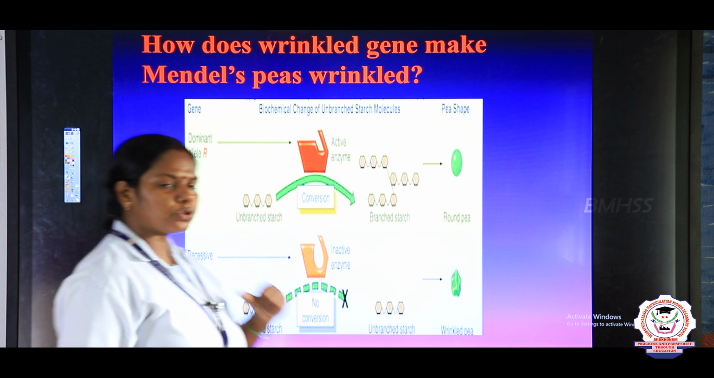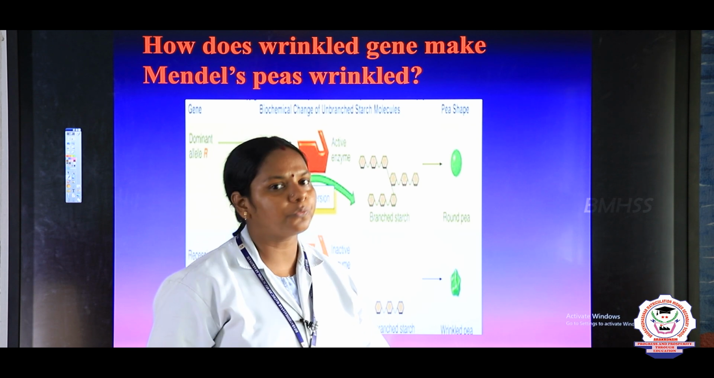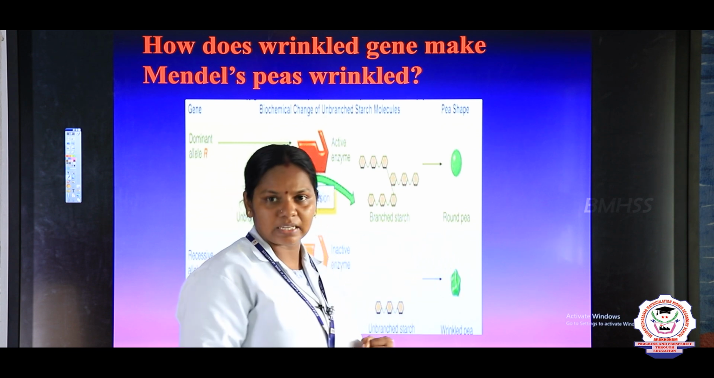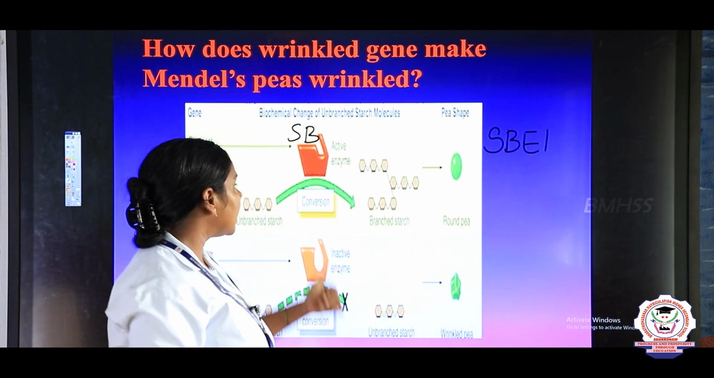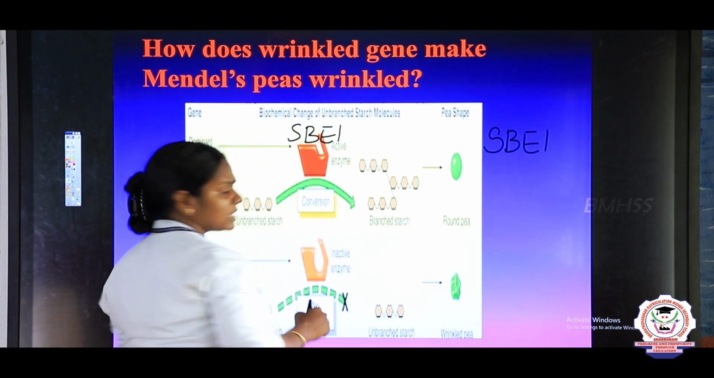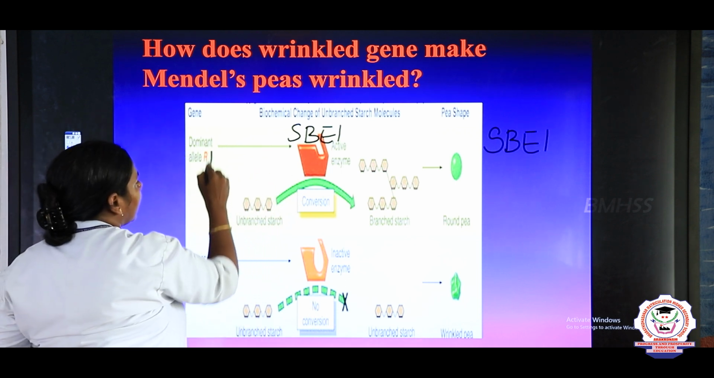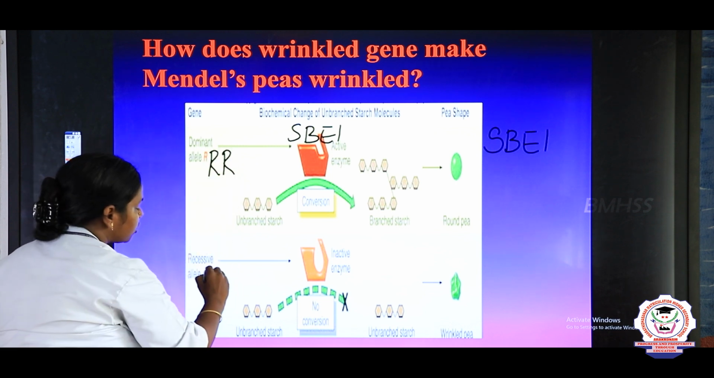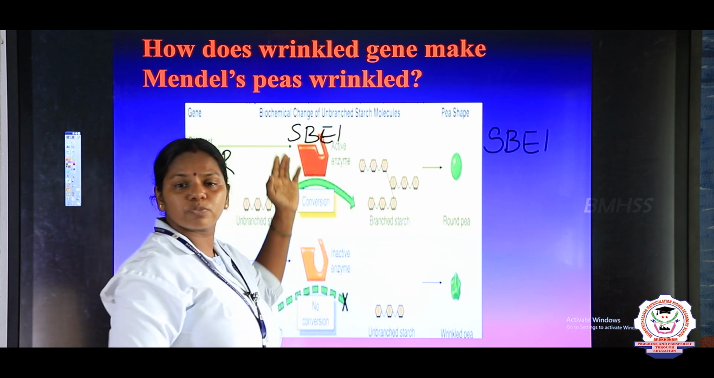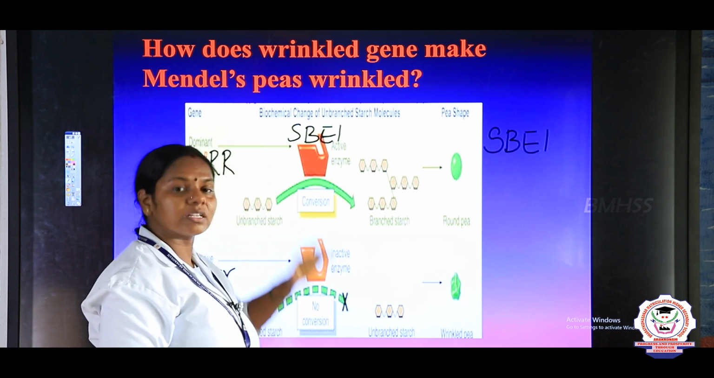So we should know there are two types of peas, children. One is round and another one is wrinkled. What makes the seed round and what makes the seed wrinkled? Now let us see, right? The pea plant possesses the enzyme, the starch branching enzyme. It is present only in the plants with the dominant allele. Which is dominant, children? Capital R is dominant, and small r is recessive.